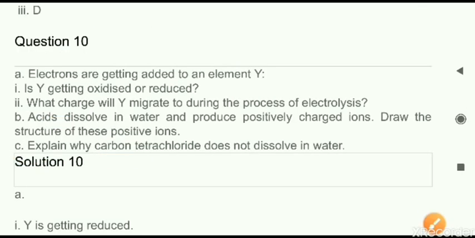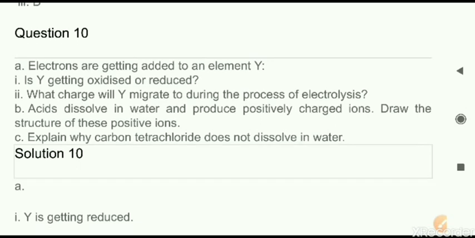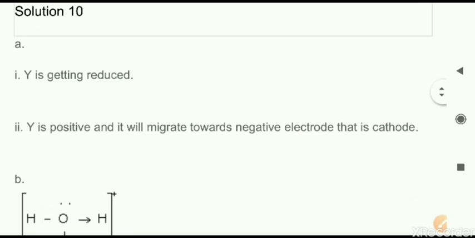Question number 10 now: electrons are getting added to Y. They are asking 2 parts: is it getting oxidized or reduced, and second, which charge will Y migrate to? So the answer is Y is getting reduced because of gaining of electrons, and because Y is positive, it will go towards the negative electrode.